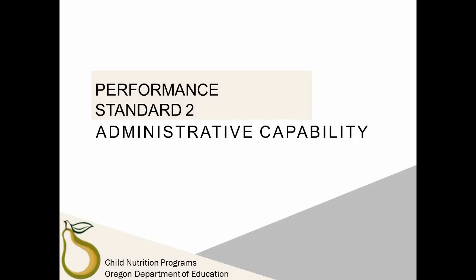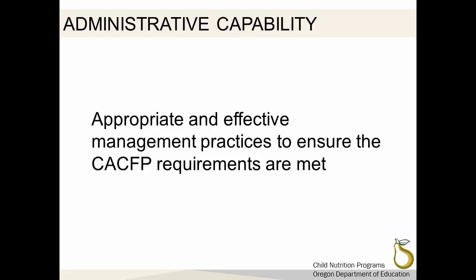The second performance standard we will review is administrative capability. First, let's define what administrative capability means when operating the Child and Adult Care Food Program. The organization has appropriate and effective management practices in effect to ensure that the CACFP requirements are met.